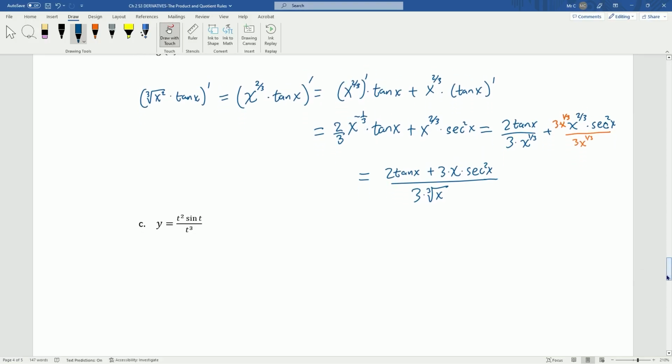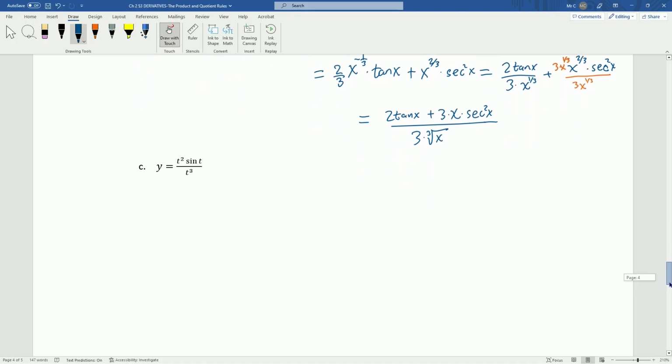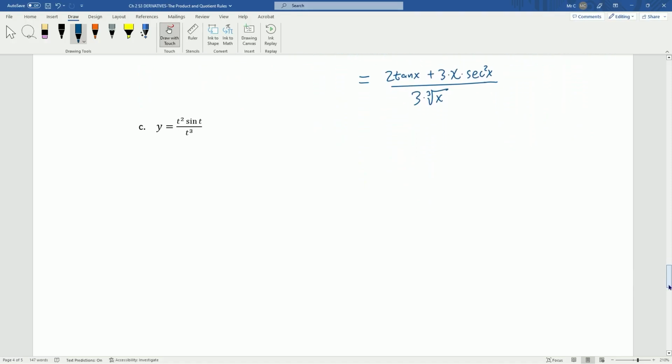Okay, so now we have something a little more complicated in this next example. So here, what we see is we have a product inside of a quotient. So that makes things a bit trickier. So we have to apply both the product rule and the quotient rule. And we have to make sure we understand which to do in which order.